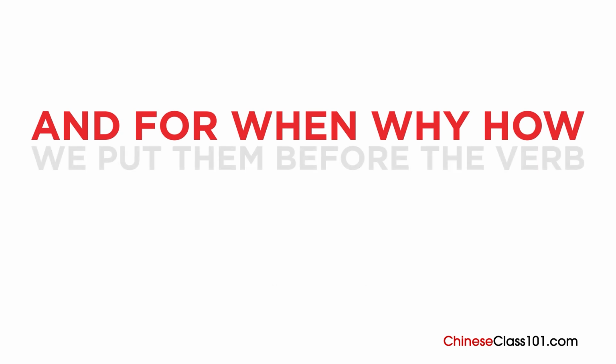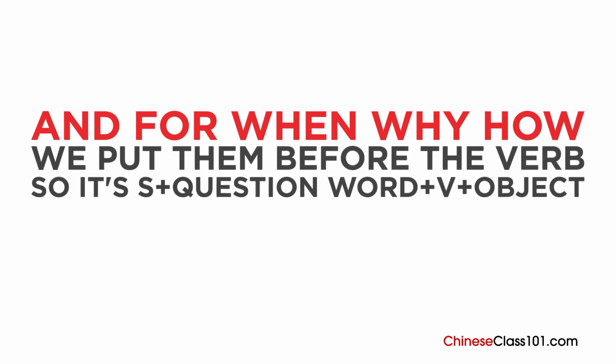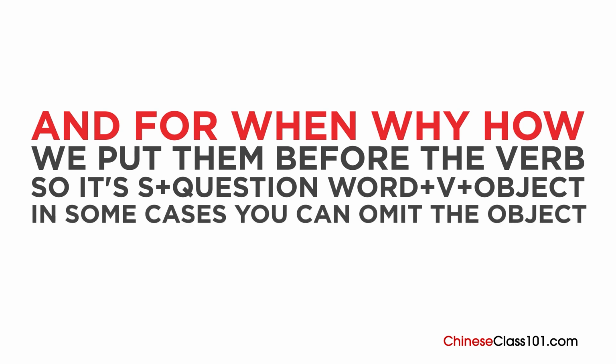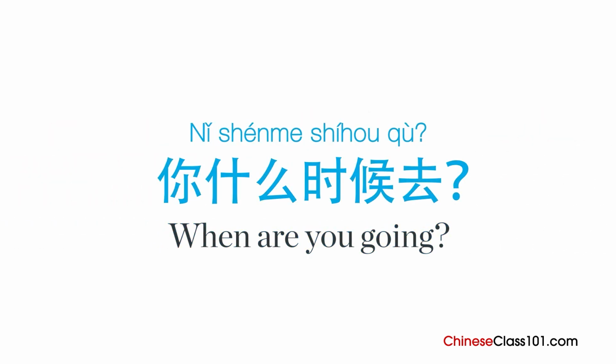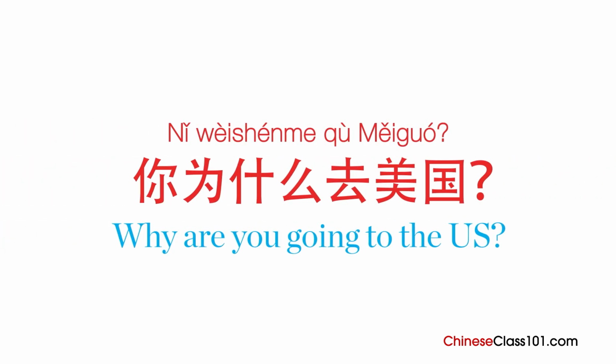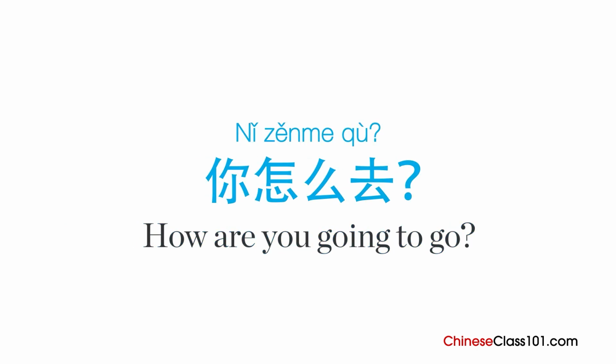And for the rest of the question words, we put them before the verb, so it's subject, question word, verb, object. In some cases, you can omit the object to make the sentence concise. When are you going? 你什么时候去？你 you, 什么时候 when, 去 go. Why are you going to the US? 你为什么去美国？你 you, 为什么 why, 去 go to, 美国 the United States. How are you going to go? 你怎么去？你 you, 怎么 how, 去 go.